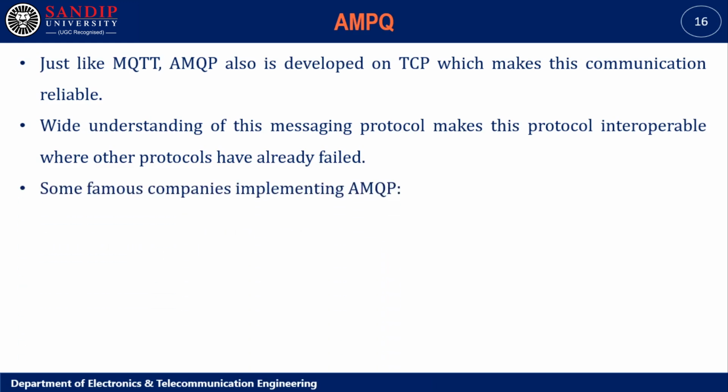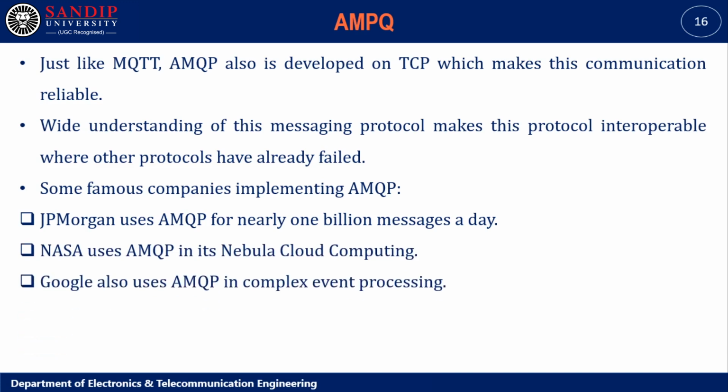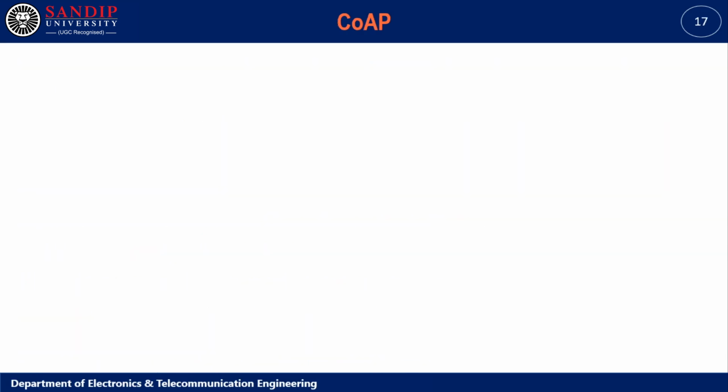Some famous companies have implemented AMQP. JP Morgan uses AMQP for nearly 1 billion messages a day. NASA uses AMQP in its Nebula cloud computing. Google also uses AMQP in complex event processing. India's Aadhaar project has also made use of AMQP.